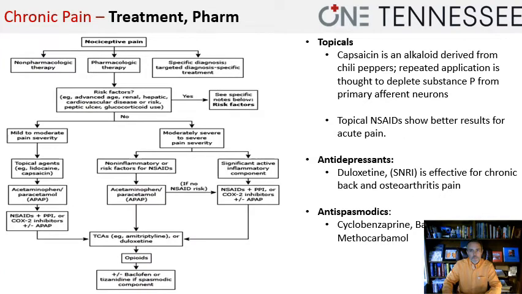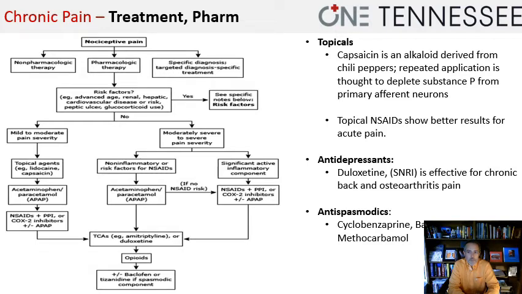There are also topical medications. So capsaicin is an alkaloid derived from chili peppers. It's what we call a counter-irritant. So it causes a burning sensation and basically tires out or wears out those nerve pathways that are sending those pain signals back to make the perception of that pain lessen. Topical NSAIDs show better results for acute pain than topical counter irritants, and we have a really great over-the-counter drug now that used to be prescription, and that's the Voltaren gel.